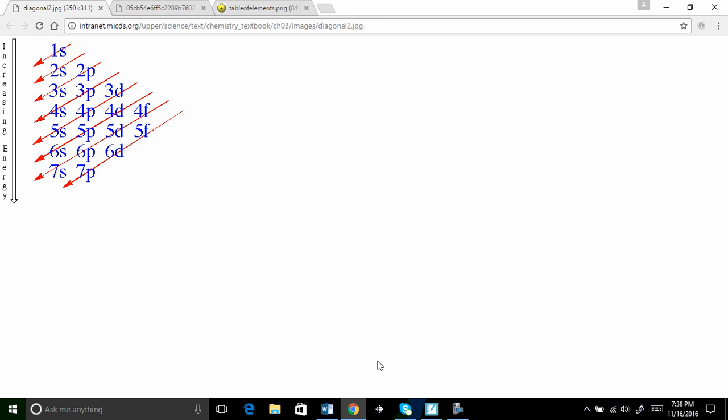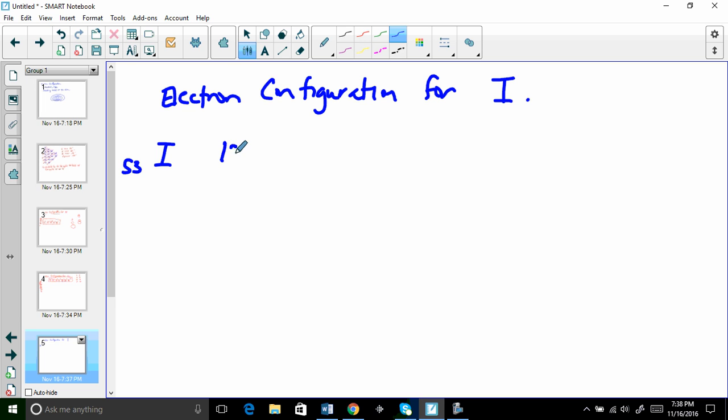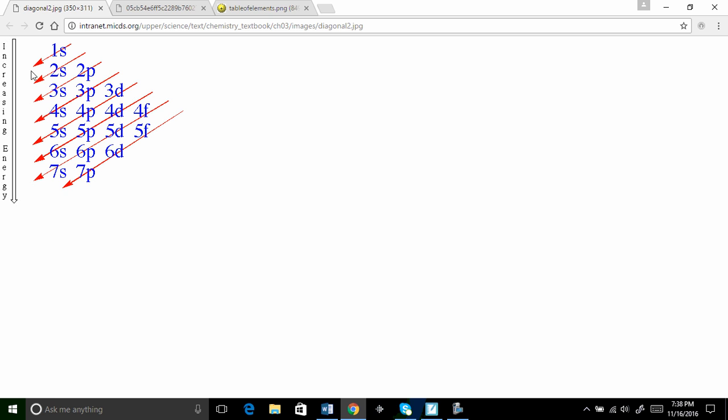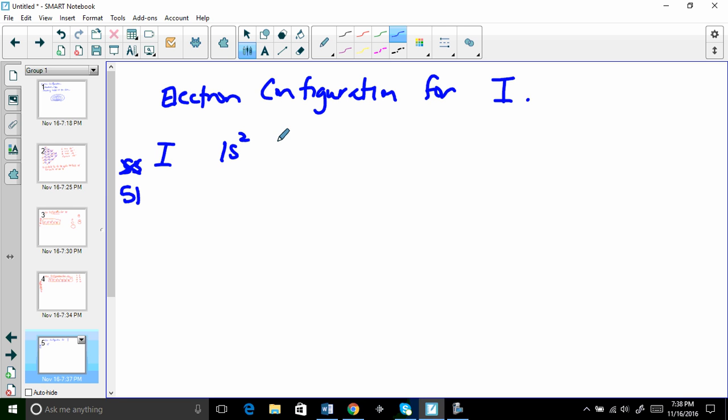What fills first? 1s. S orbitals hold 2. 53 minus 2 is 51. Okay, back here. What fills after 1s? 2s. S orbitals hold 2. All 1s, 2s, 3s, 4s, 5s, 6s, 7s, all of them hold 2. 51 minus 2 is 49.